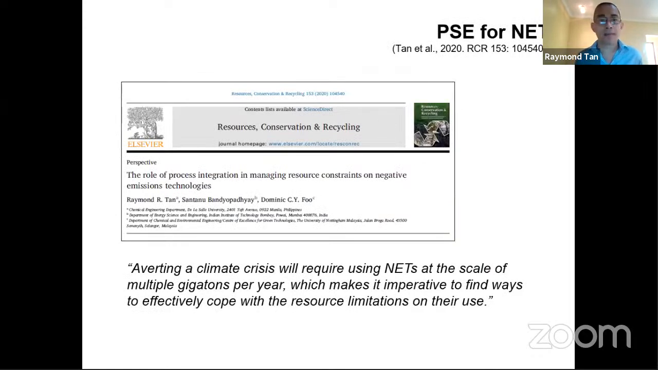And in this perspective paper last year, together with our colleague, Professor Santanu from IIT Bombay, we then wrote about the need to scale these techniques up again to multiple gigatons per year, but to also find a way to use modeling frameworks to navigate the bottlenecks when we scale these up. Do we have enough land? Do we have enough water resources and such to be able to do this, not just at the scale of individual countries, but at the scale of continents, such as, say, the ASEAN region or European Union, and even at the global scale.